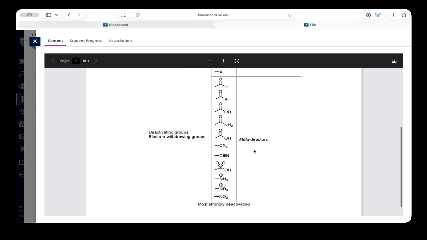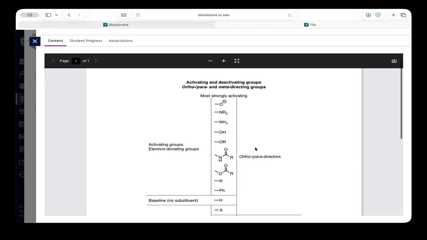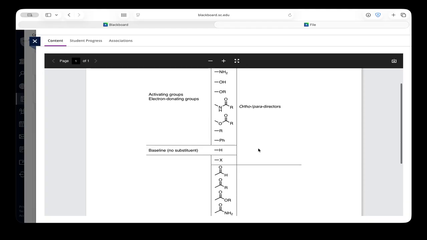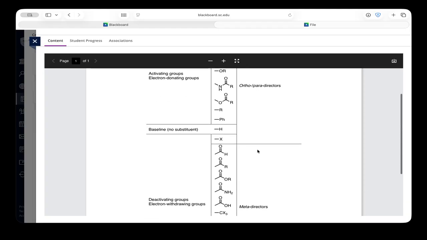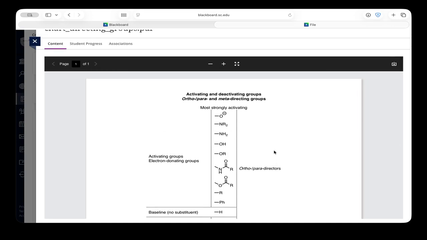So have this chart with you when you're working problems. You'll also have this chart available on the exam. So you don't need to memorize this, but you do need to familiarize yourself with it. All right, so I will see you in lecture on Tuesday, and we'll finish up a little bit more information on directing groups, and then we'll do some practice problems with directing groups, and also with synthesis. I know synthesis is a scary word, but once you get to know the reactions really well, hopefully the synthesis will come a bit more naturally.